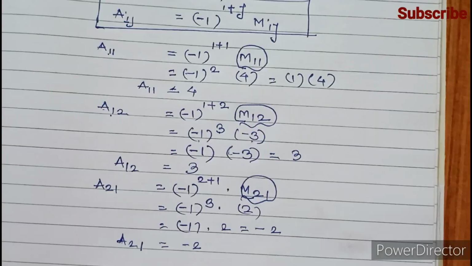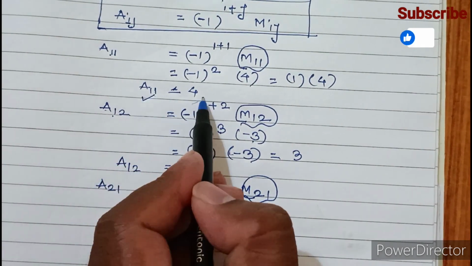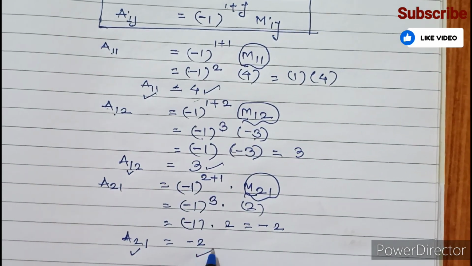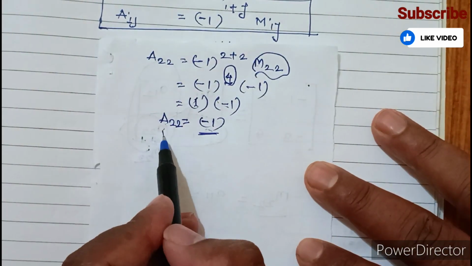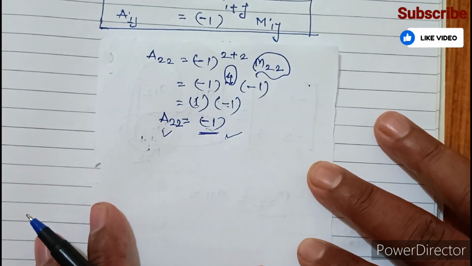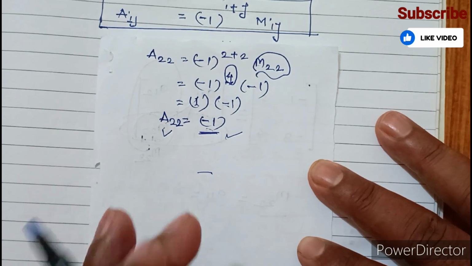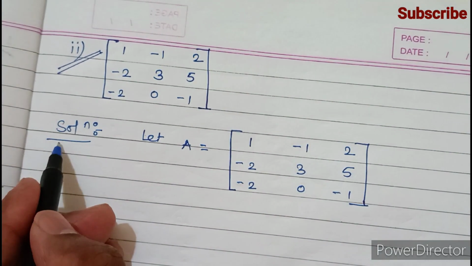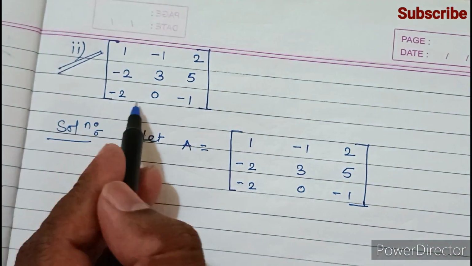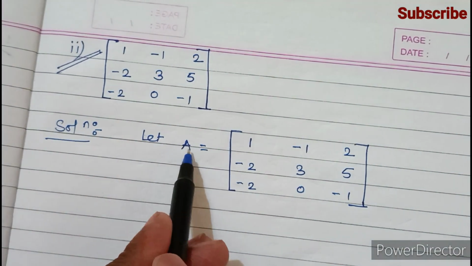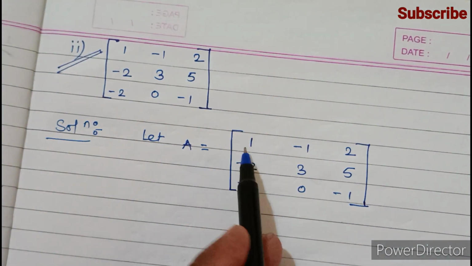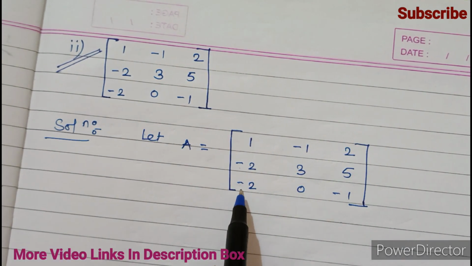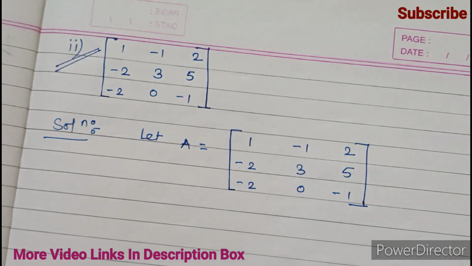We get 4 values: a11 equals 4, a12 equals 3, a21 equals minus 2, and a22 equals minus 1, which are called the cofactors of these elements. Sub-question 2 of question number 1. In the solution part, the matrix is written as A, that is A equals 1, minus 1, 2, minus 2, 3, 5 and minus 2, 0, minus 1.